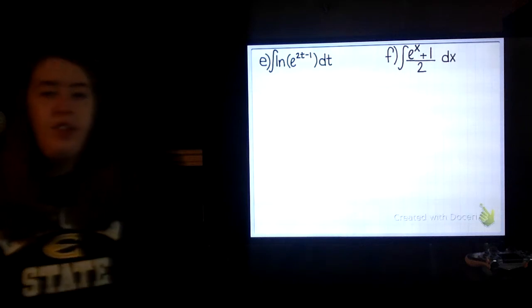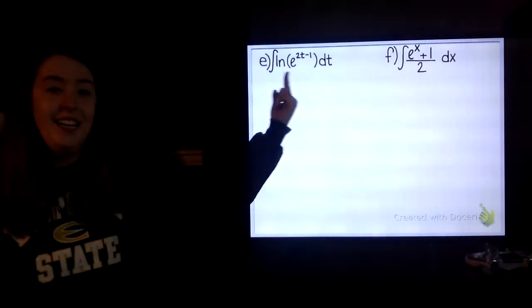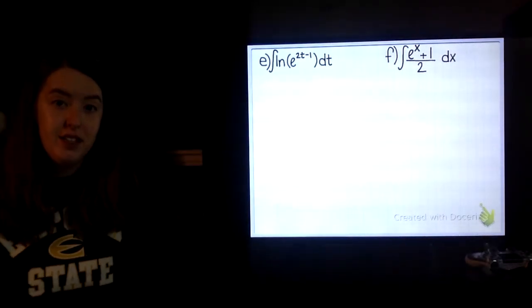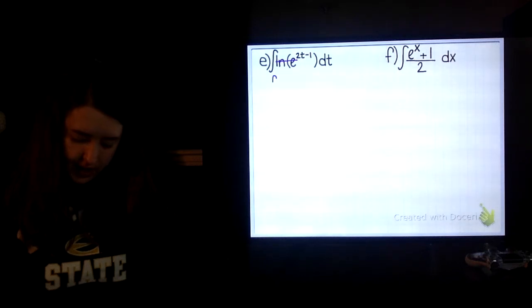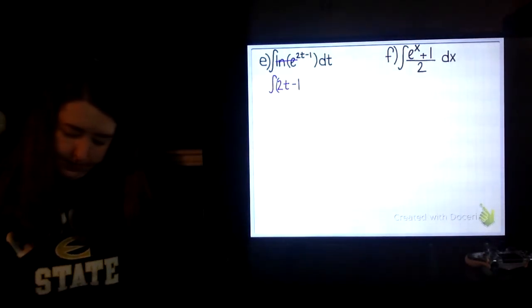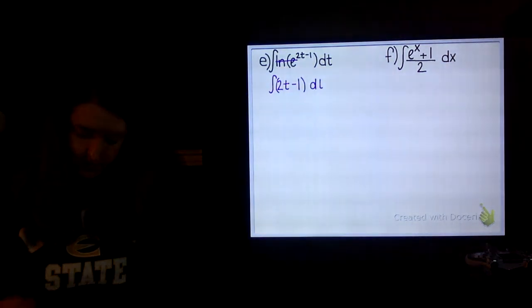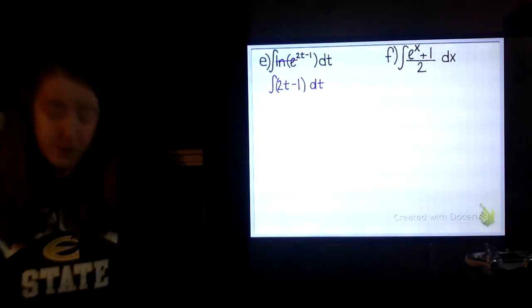So one thing that you might recognize right now is natural log and e. Natural log and e cancel each other out. They undo each other, right? They're inverse operations. So when natural log and e cancel each other out, all we're left with there is just the integral of 2t minus 1 dt. And 2t minus 1, that's not too bad to take the integral of.